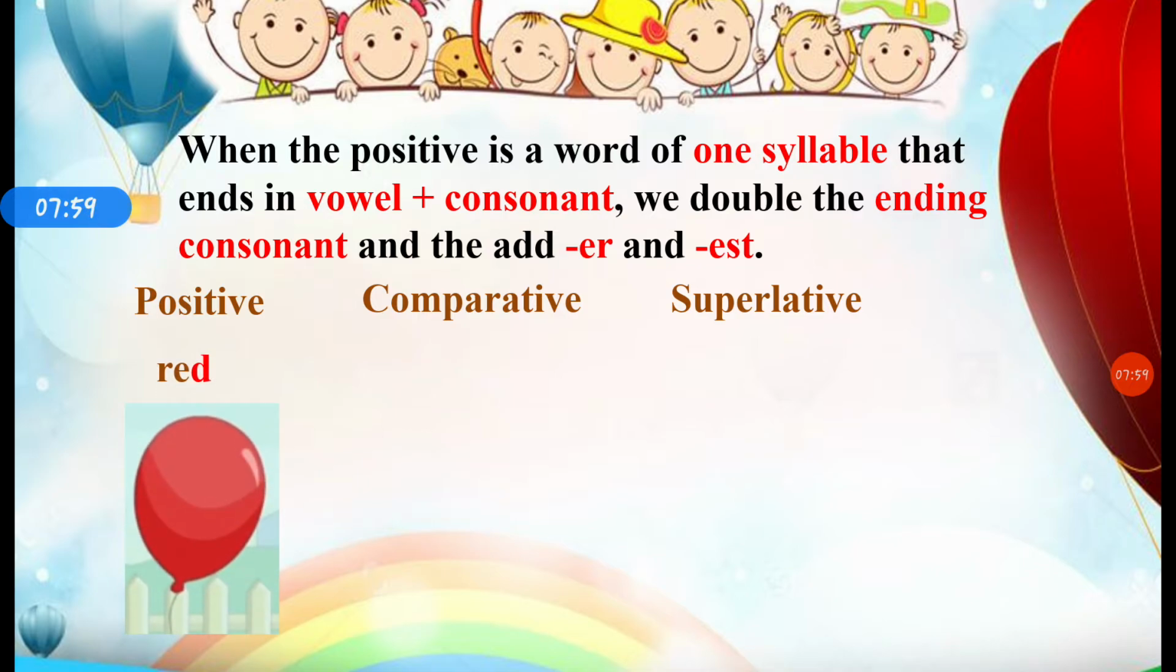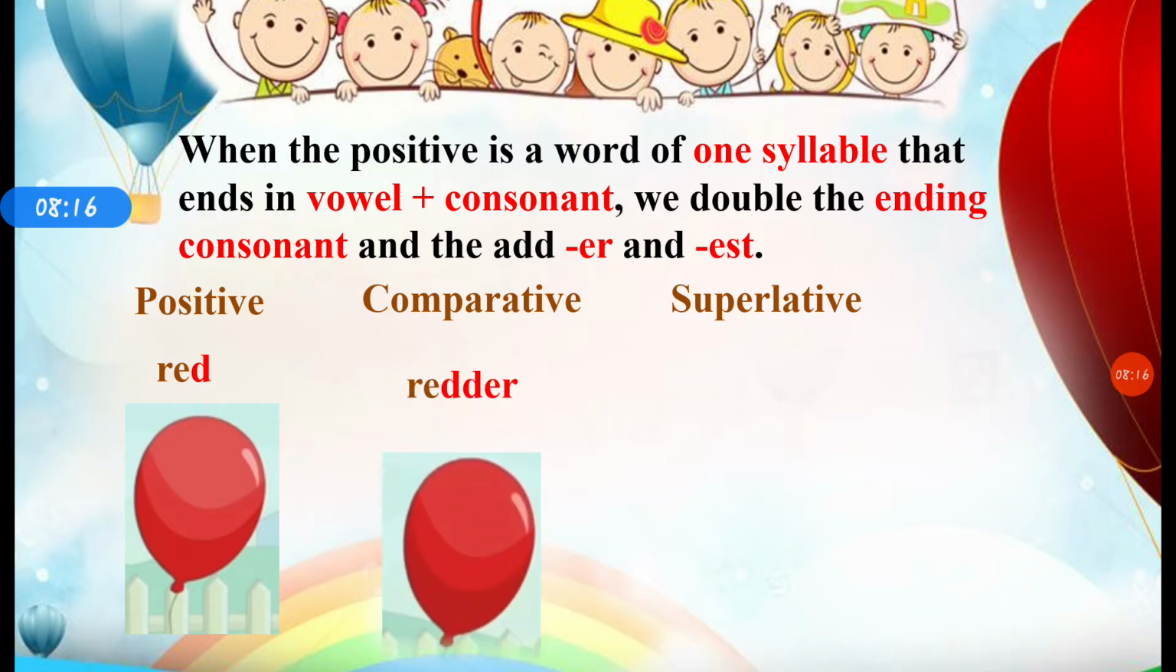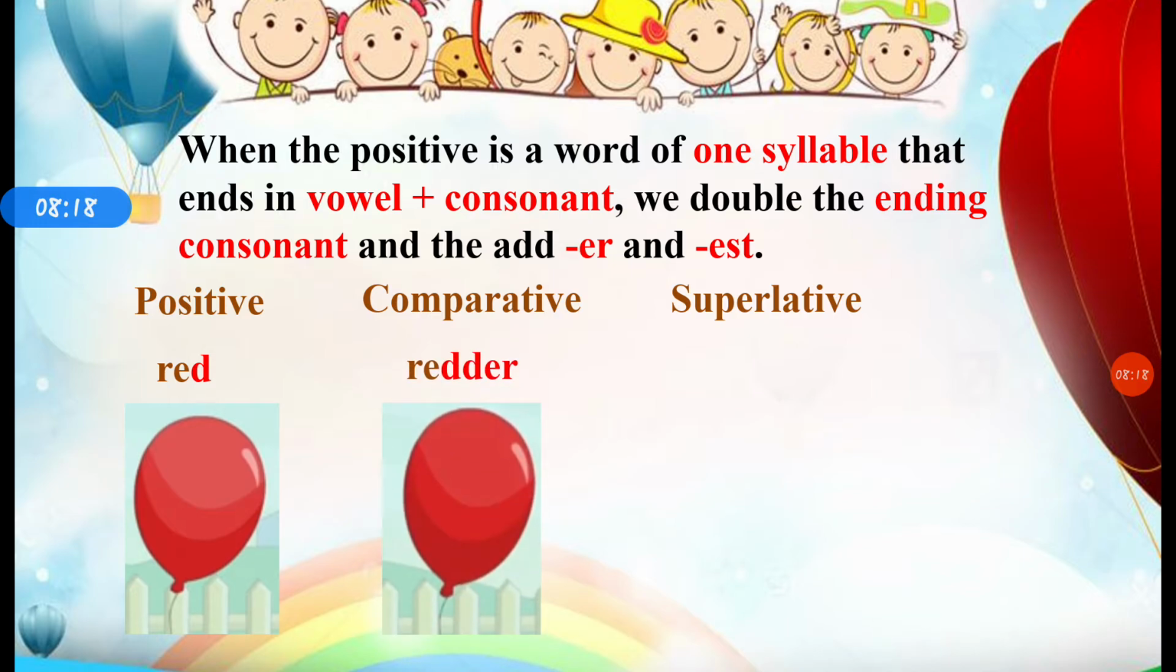See, it ends with the vowel plus consonant. Here the vowel is E and the consonant is D. So what we have to do in comparative degree, we double the D and add ER. It becomes redder. Or in superlative degree, again we double the consonant and add EST.